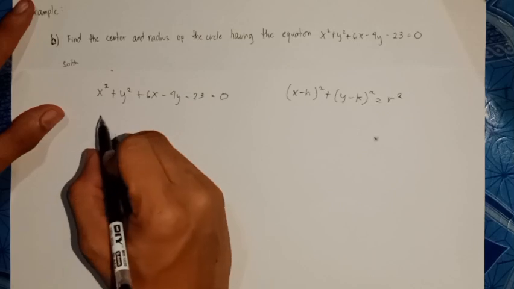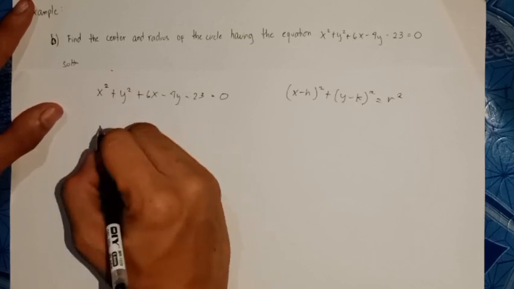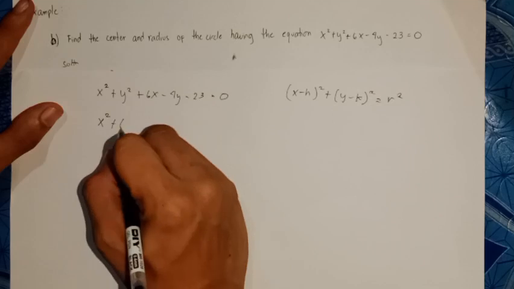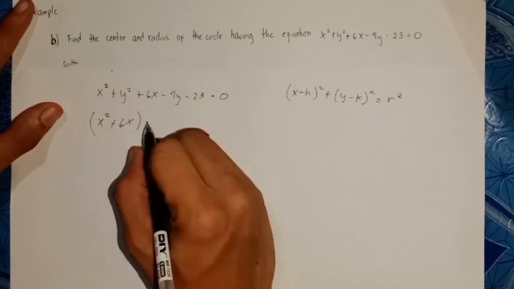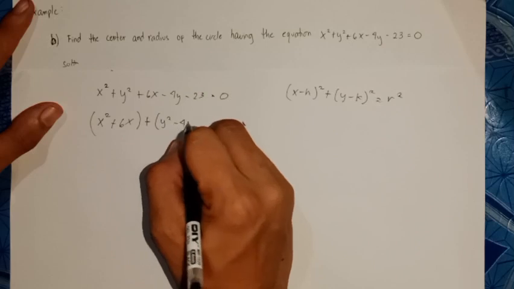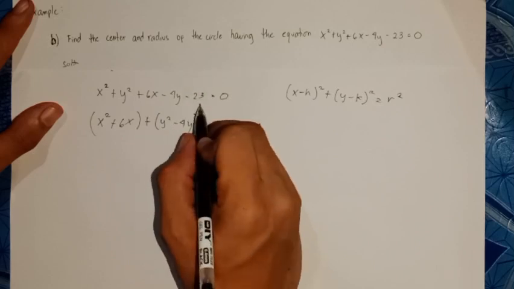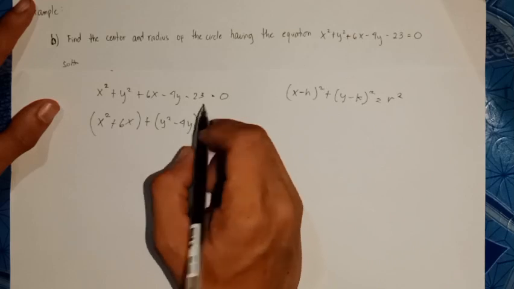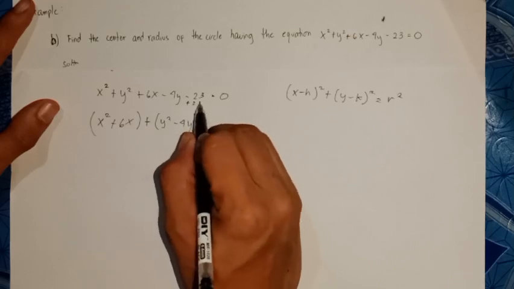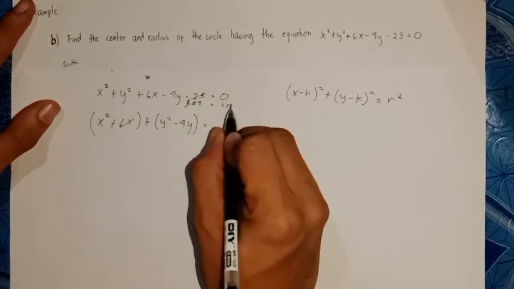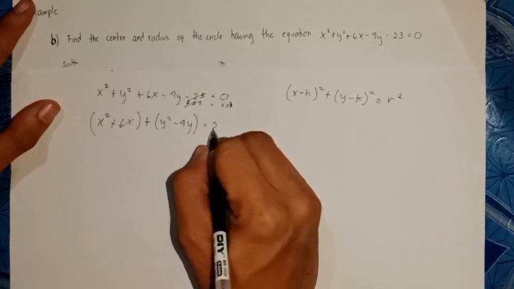First, we need to group like terms: x squared plus 6x plus y squared minus 4y. Since it is negative 23, you need to add 23 to both sides, so plus 23 plus 23, and they cancel, is equal to 23.